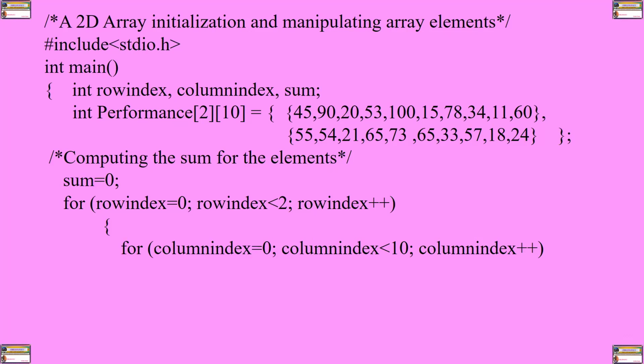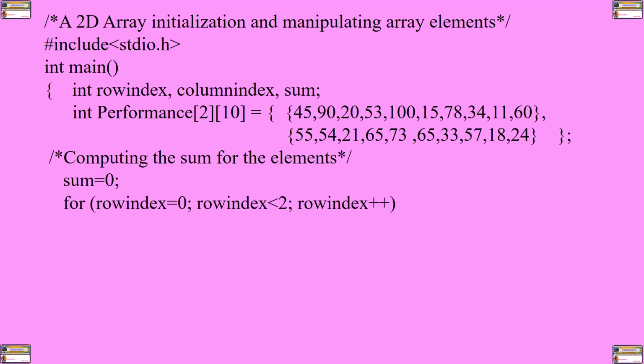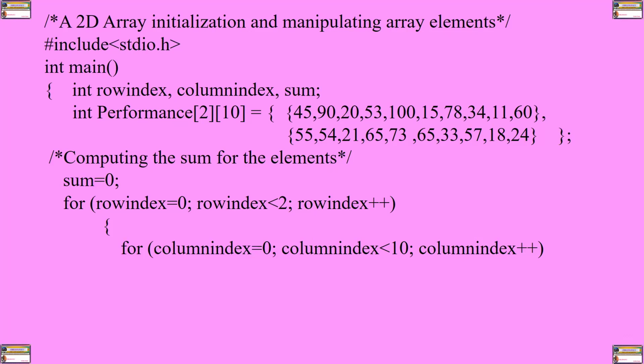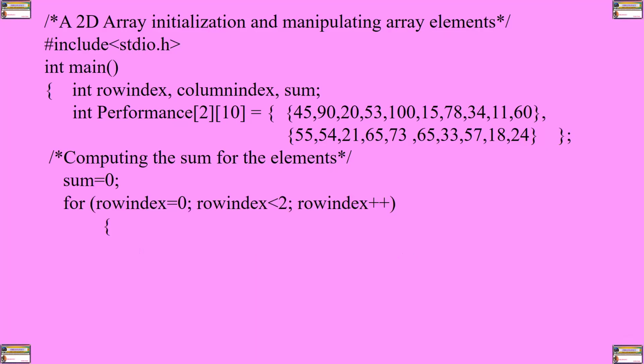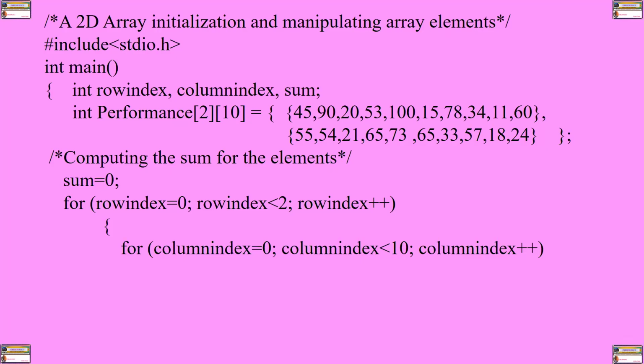Go to the column. And which column is it? Initialize column index with 0. Then check whether the value of column index is less than 10. So if the row index is less than 2, meaning that we are accessing the right row, and once the correct row has been identified, go to the column, initialize the column index memory location with 0, and check whether the value of the column index is less than 10. If the row index is less than 2 and the column index is less than 10, then do the following.